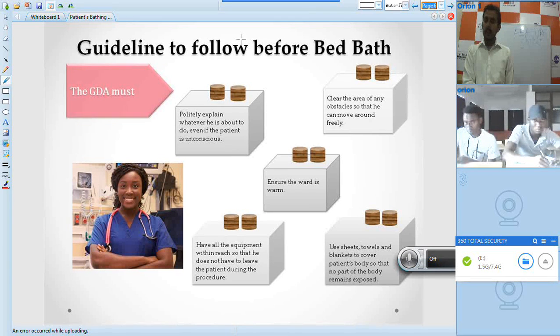Then the area where you are giving the bath to the patient must be warm. It must be free from the air conditioner or the fan. If the air conditioner or fan is running, you need to switch it off before starting the patient bath.